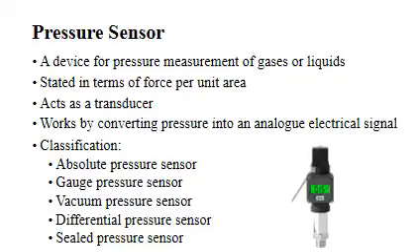A pressure sensor is a device for pressure measurement of gases or liquids. Pressure is an expression of the force required to stop a fluid from expanding and is usually stated in terms of force per unit area. A pressure sensor usually acts as a transducer. It generates a signal as a function of the pressure imposed. A pressure sensor works by converting pressure into an analog electrical signal.